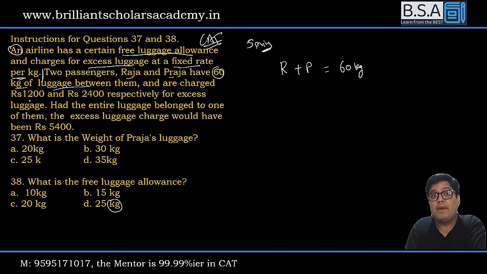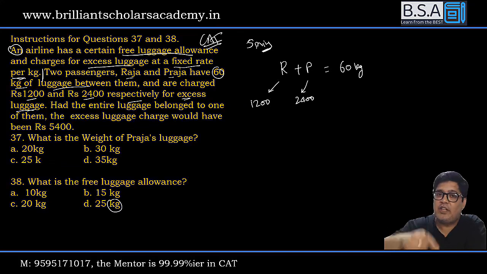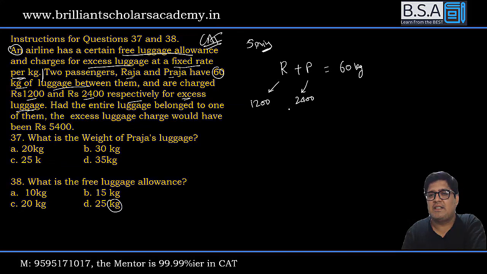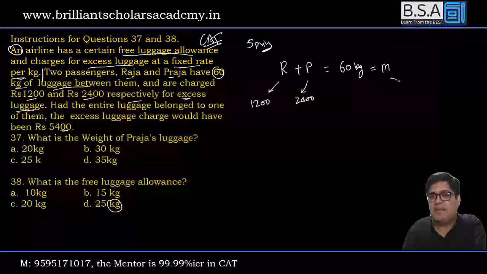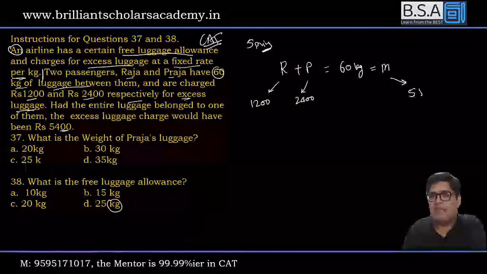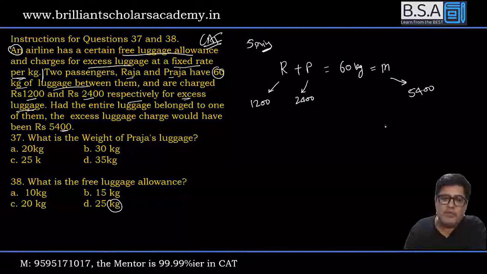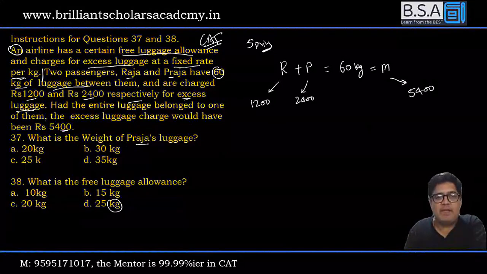And they are charged rupees 1200 and rupees 2400 respectively for excess luggage. So Raja is being charged 1200 rupees. Praja is being charged 2400 rupees for the luggage that is extra. If the entire luggage belonged to one person, the excess charge would have been rupees 5400. Now the question goes in this manner: what is the weight of Praja's luggage?